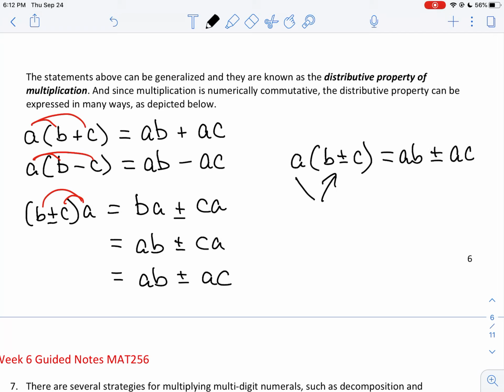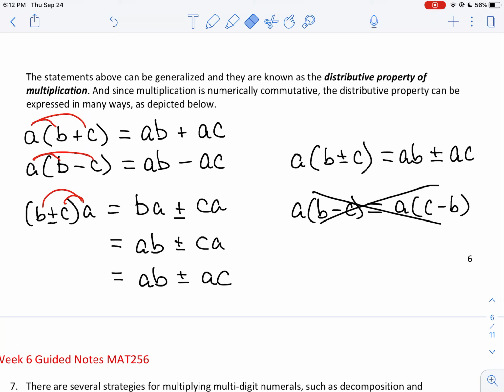Knowing full well that you could switch these around, and if it's addition in here, you could even switch the B and C around. Be careful, if it's subtraction, you can't do that. This one's not true: that A times B minus C is the same thing as A times C minus B. That one's not a true statement because subtraction is not commutative. So just be careful about that.